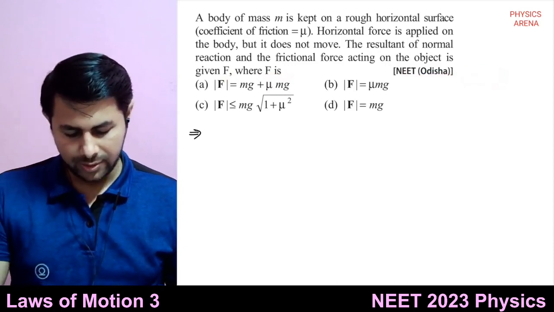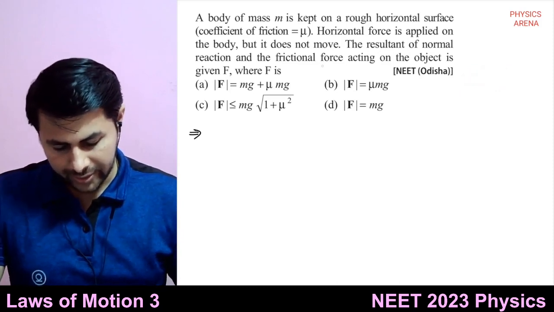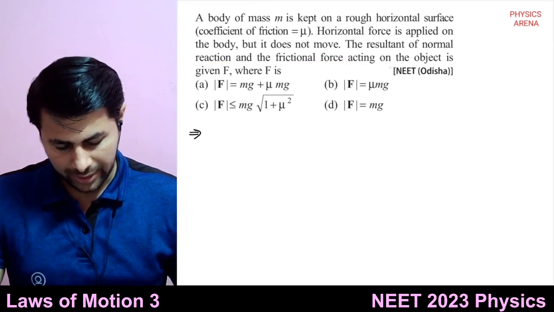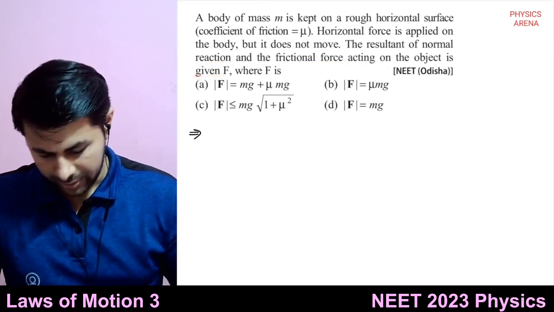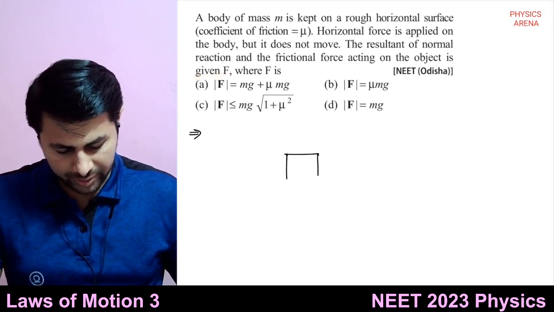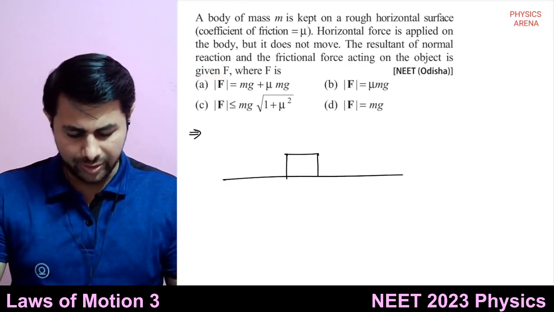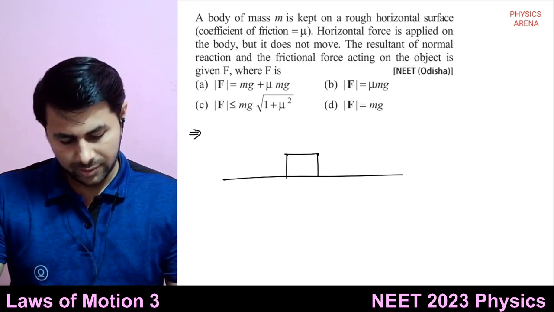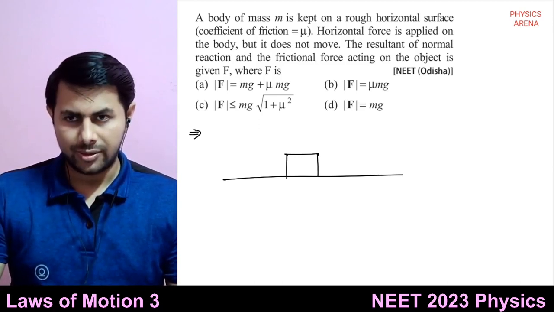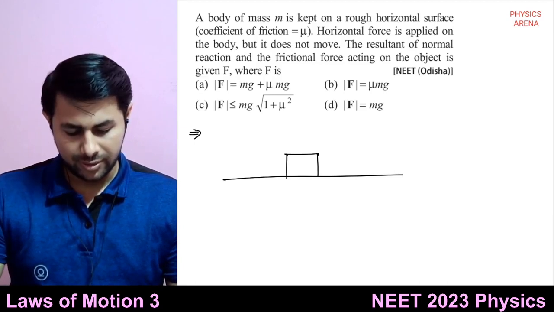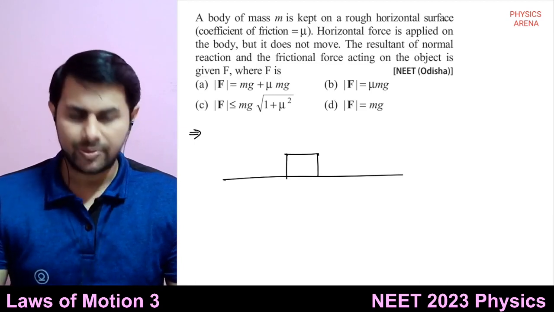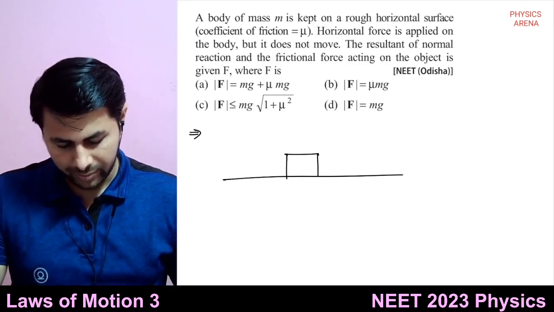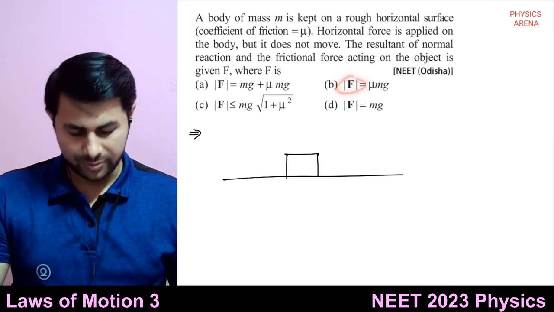So the resultant of normal reaction and the frictional force acting on the object is F. So our object is, let's suppose, this is the object. Can you tell me which will be the answer? Option B, sir. Yes, sir. Mu mg, that is frictional force. This is not frictional force, okay? This is not frictional force.